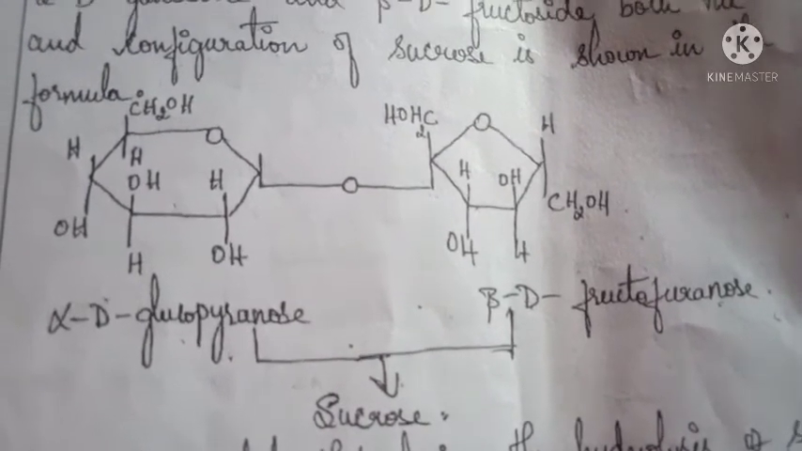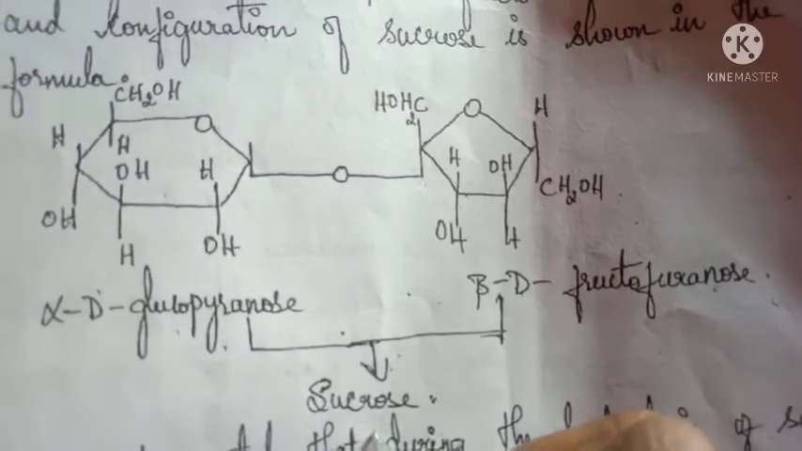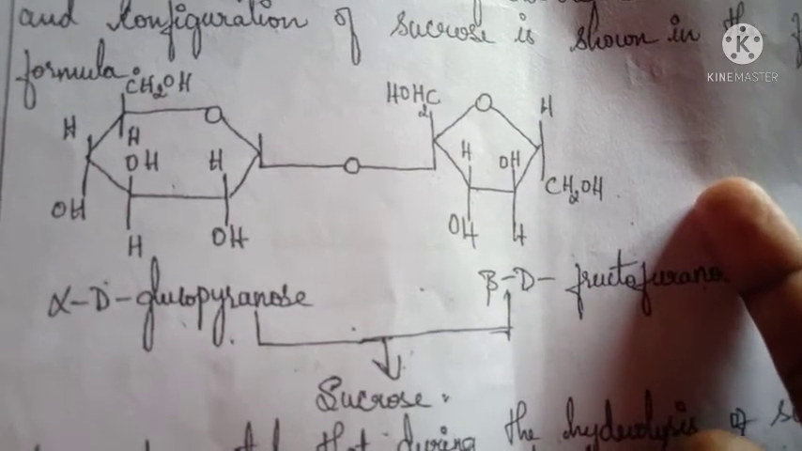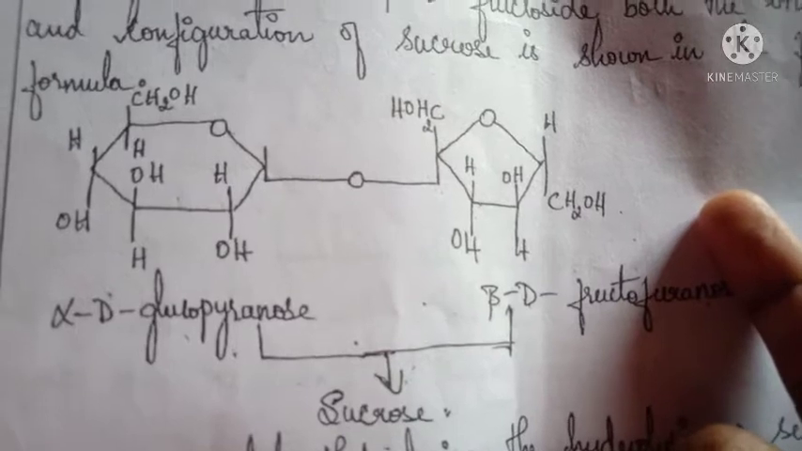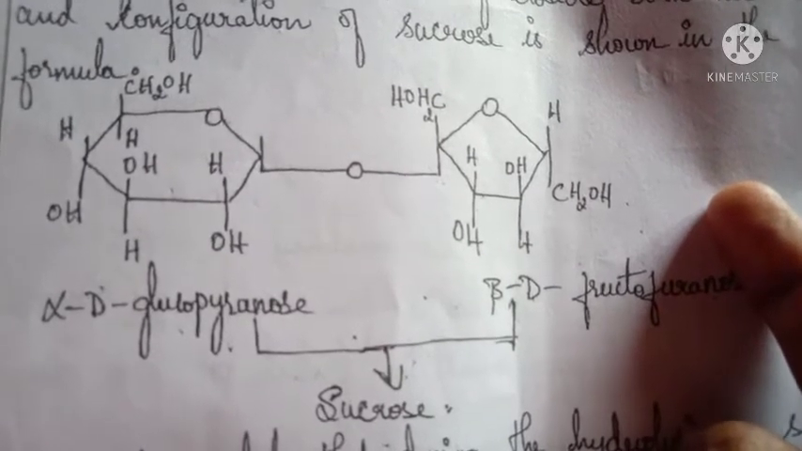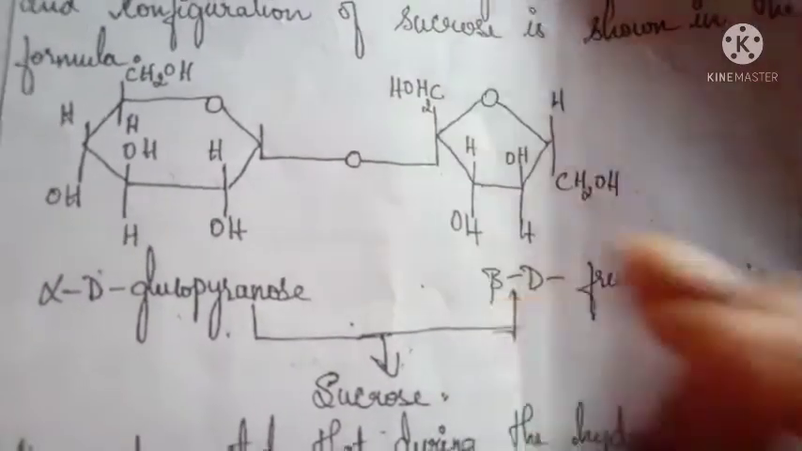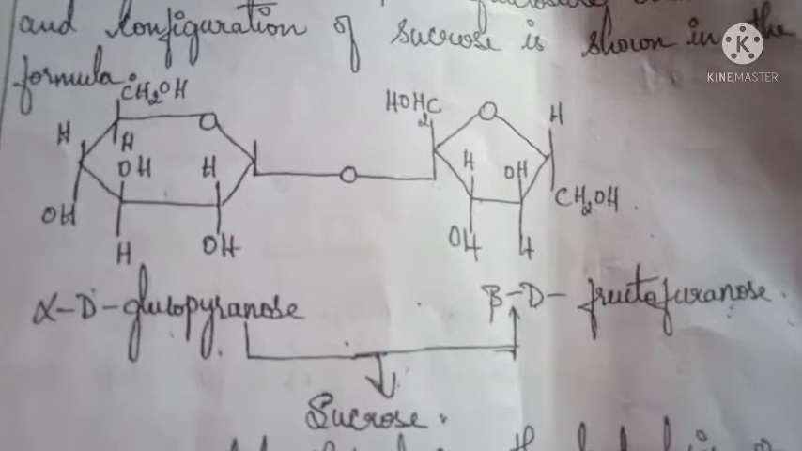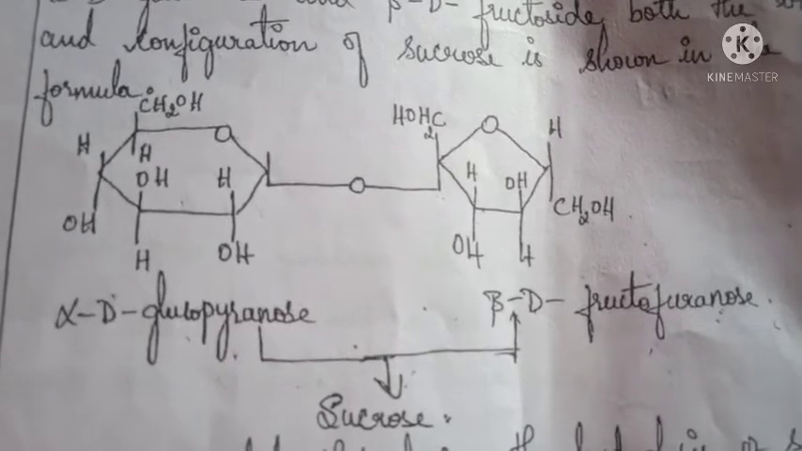When we hydrolyze sucrose, we know that glucose and fructose together make sucrose. Sucrose has two monosaccharide units, glucose and fructose. When sucrose is hydrolyzed, first we get beta D fructofuranose, and then this should be converted into beta D fructopyranose. It means the 5-membered ring will be converted to a 6-membered ring.